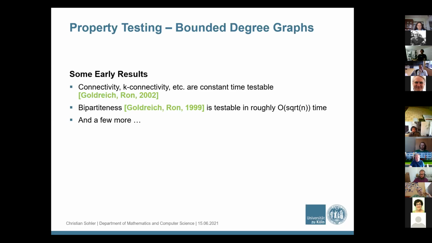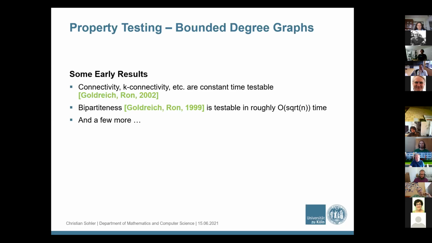At that time, we knew that some basic properties are testable in the bounded degree graph model, things like connectivity, k-connectivity, and a few other things. And these are testable in constant time. So you have an algorithm that queries the graph in a constant number of places and can distinguish between the case that the graph is connected and the graph that is epsilon far from connected.